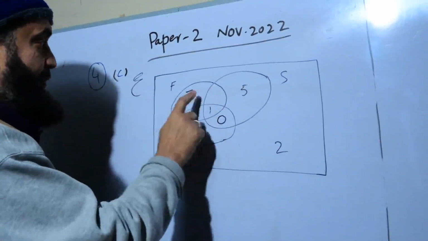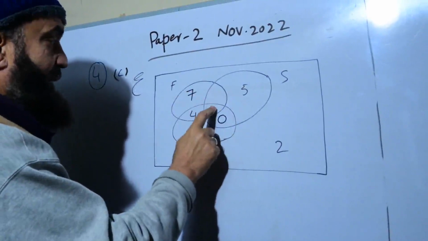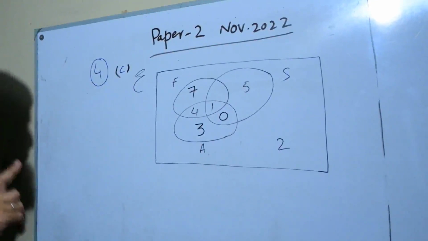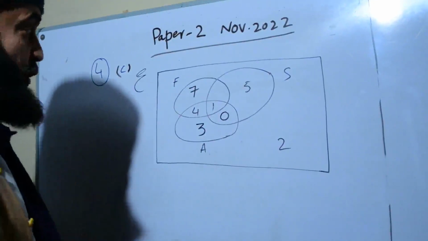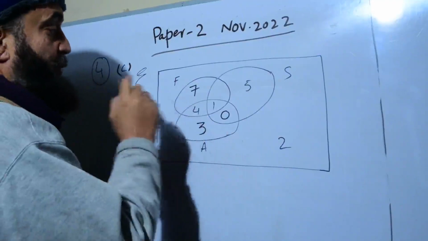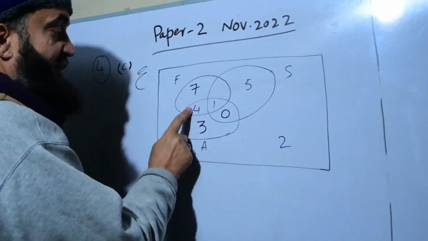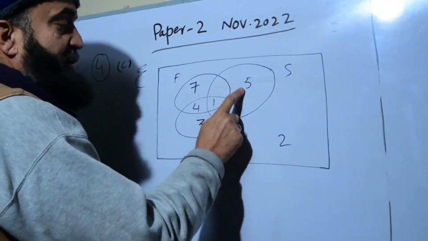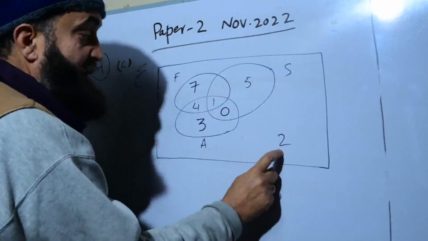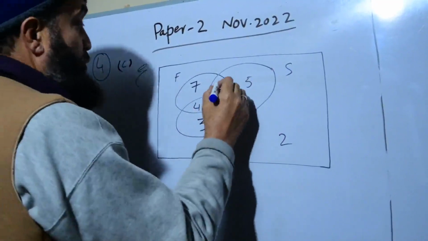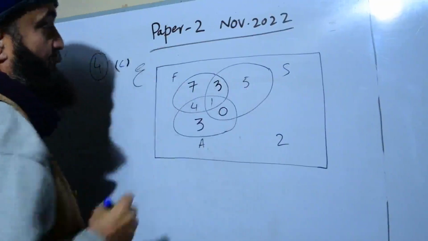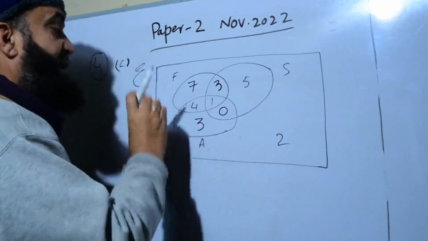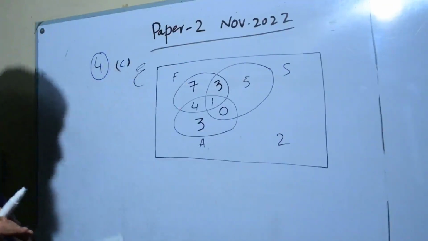Now how many students will be studying French and Spanish but not Arabic? It is given in the beginning of the question that there are a total of 25 students. So add all of them and subtract from 25. 7 plus 4 is 11, 11 plus 3 is 14, 14 plus 1 is 15, 15 plus 5 is 20, 20 plus 2 is 22. So here should be 3. Now all 25 have been included. This 2 is those students who study neither French, Spanish nor Arabic.